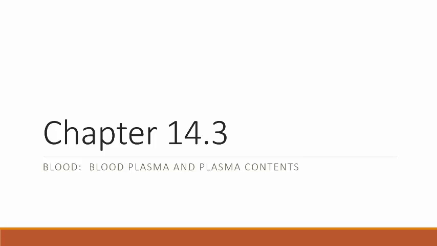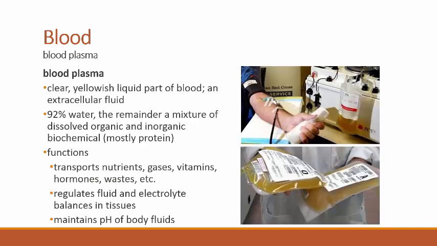So we've discussed the formed elements of the blood, and now it's time to take a look at the liquid portion of blood, the plasma. Blood plasma is a clear yellowish liquid. It's yellow because it has a large abundance of proteins in it, and the proteins give it that yellowish color. It's the extracellular fluid of blood.